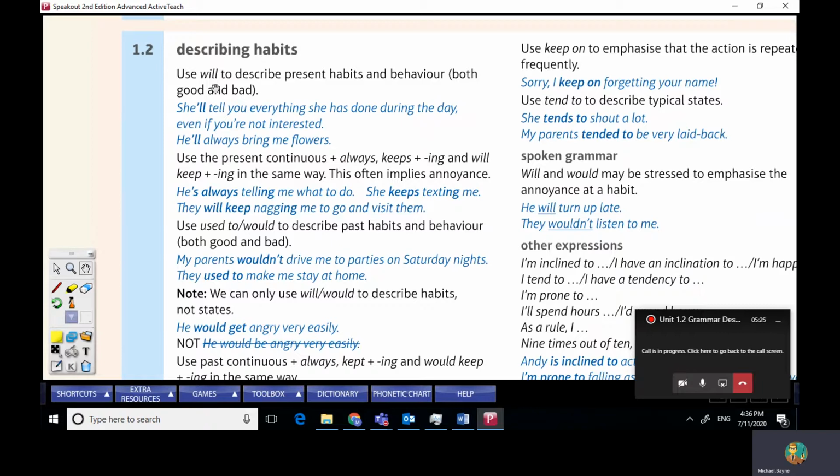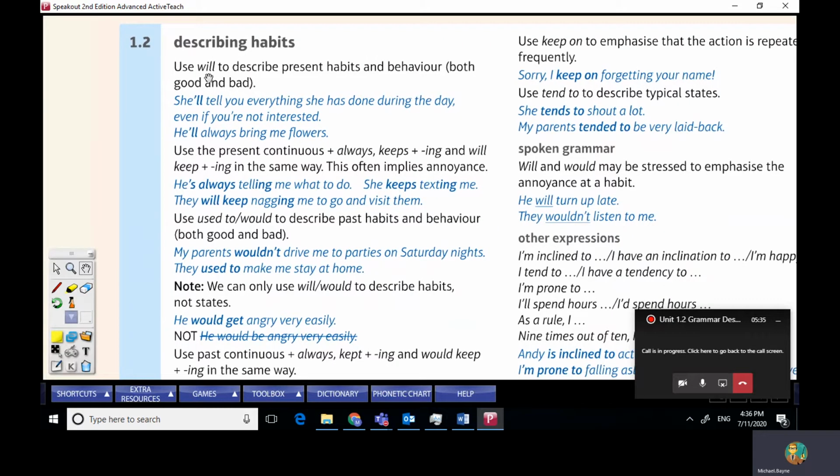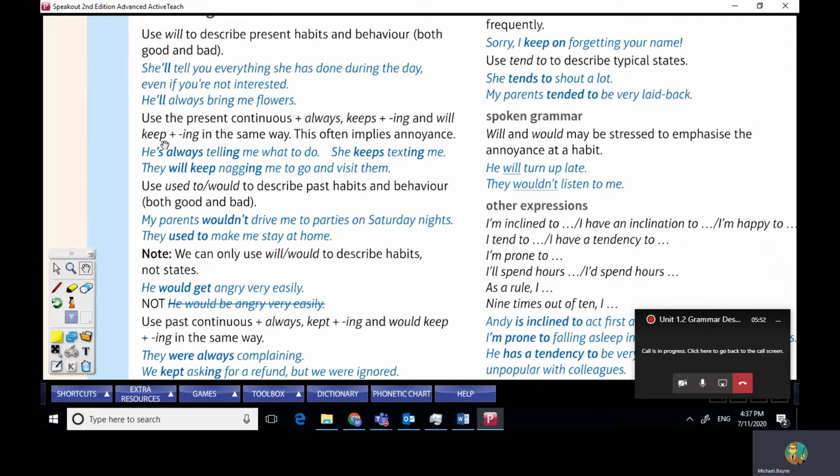So you are probably used to using present simple as the best way to describe present habits, but keep in mind that we often use the word will as another way to describe present habits. Here's another example. He'll always bring me flowers. Or you might say, Mr. Michael will always give you a hard time in class. So it just means it's something that I usually do. All right, let's look at some other ways.